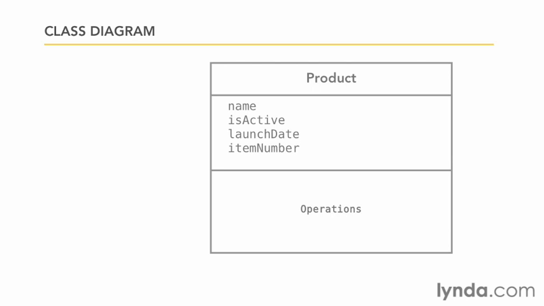And obviously this is an incomplete class diagram. We've got some basic data. A product has a name, it has an isActive flag that can be true or false, it'll have a launch date, and say an item number. Now it's perfectly common just to see the names of the attributes, but you can also see them written with a suggested data type after a colon. So colon string for name, colon boolean for the isActive flag, colon date, colon integer. Though you don't have to go to this level of detail.